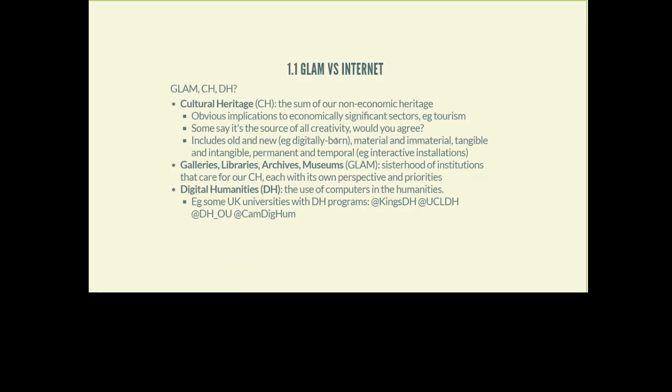And these different institutions, galleries, libraries, archives, and museums, or GLAMs for short, even though they have their own emphasis and ways of organizing data, they all work in this very interconnected domain, which is cultural heritage. Digital humanities, well, it's the use of computers in the humanities. It's not really a new branch of science. It's been around probably for 15, 20 years, with people using computers to analyze text for a long time. And here's just an example of a few UK universities with very strong DH programs. These are the Twitter accounts.